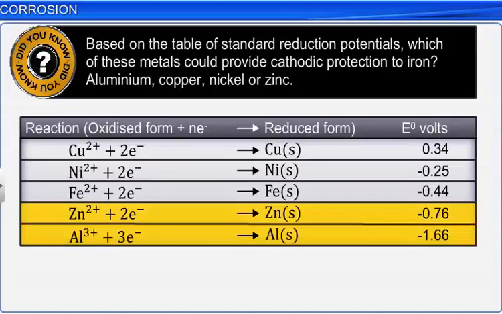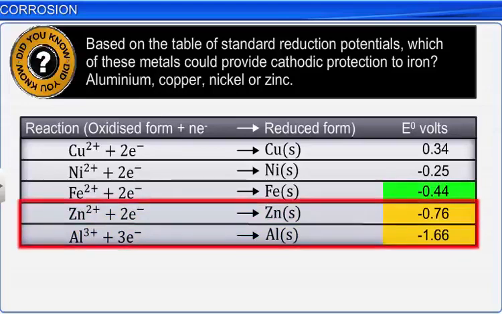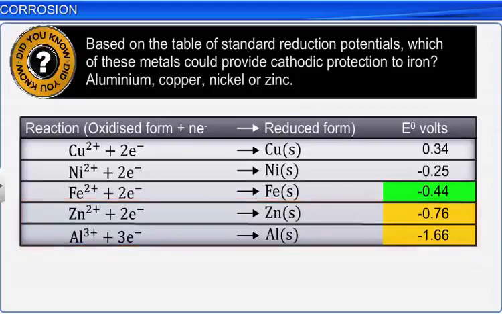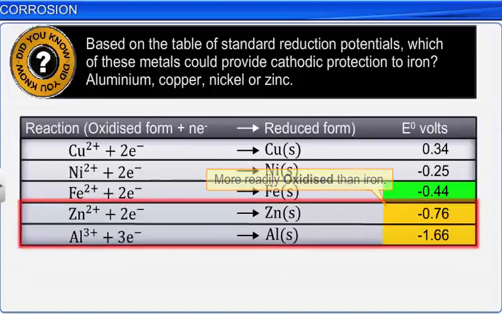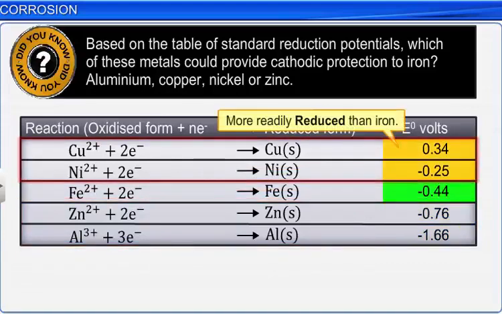Answer: aluminium and zinc could be used to protect iron from corrosion. As shown in the table, their reduction potentials are more negative than that of iron. This means that they are more readily oxidized than iron. Copper and nickel reduce more readily than iron, making them unsuitable for cathodic protection.